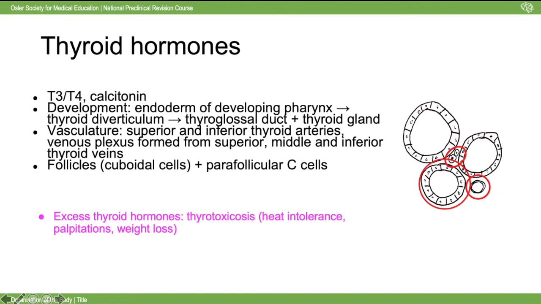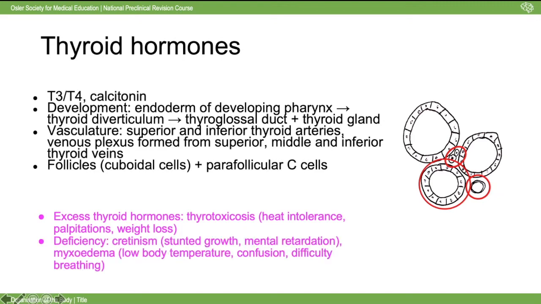If you have an excess of thyroid hormones, that leads to thyrotoxicosis, where you have heat intolerance, palpitations, and weight loss. And so what's the difference between hyperthyroidism and thyrotoxicosis? Well, thyrotoxicosis is the syndrome of all the effects of hyperthyroidism.